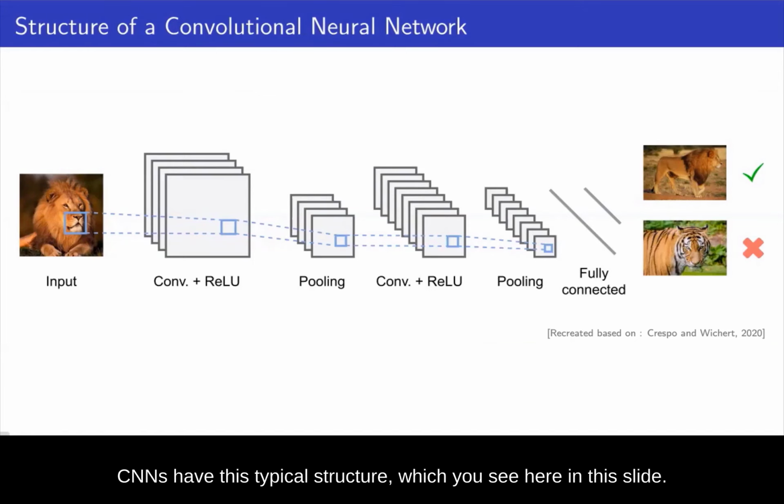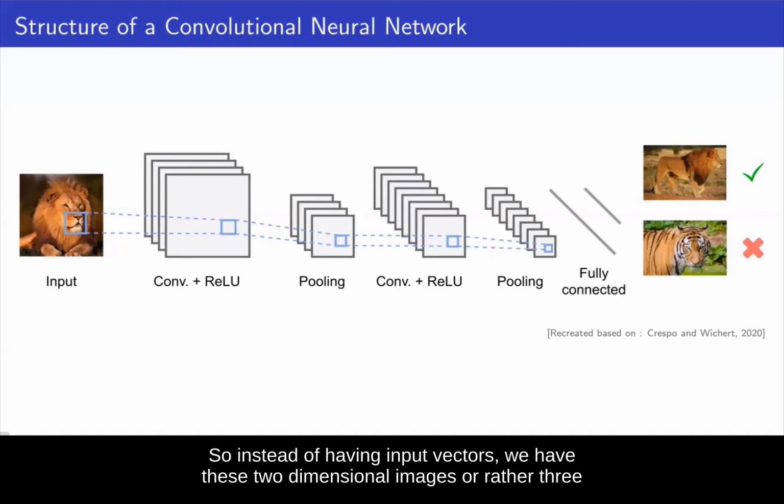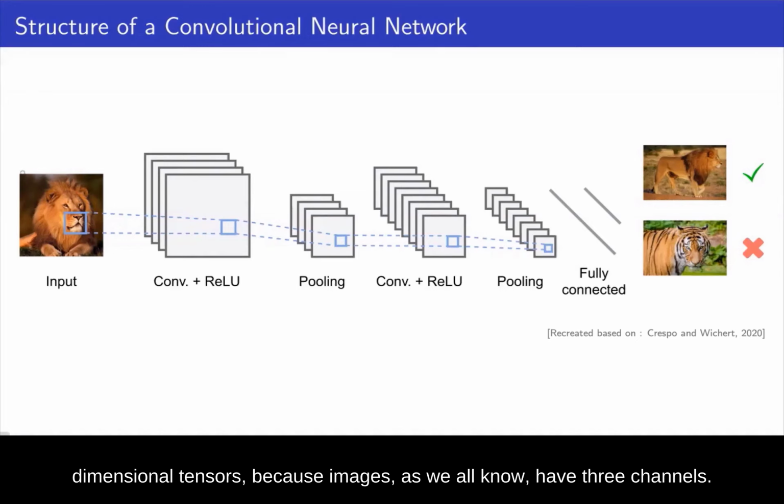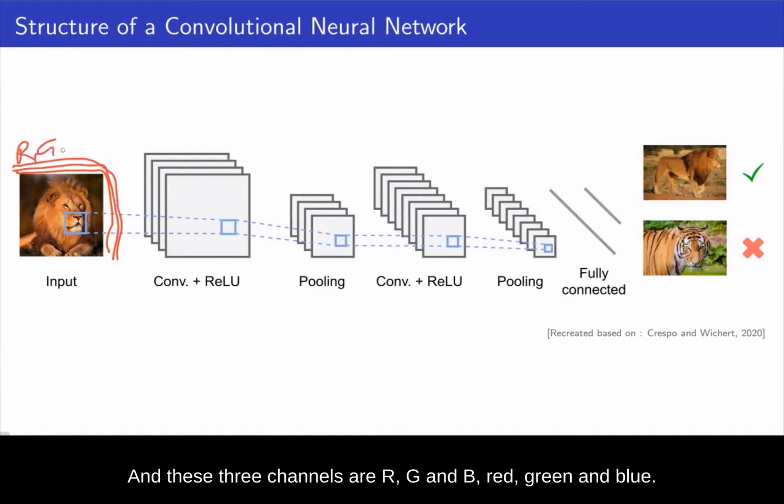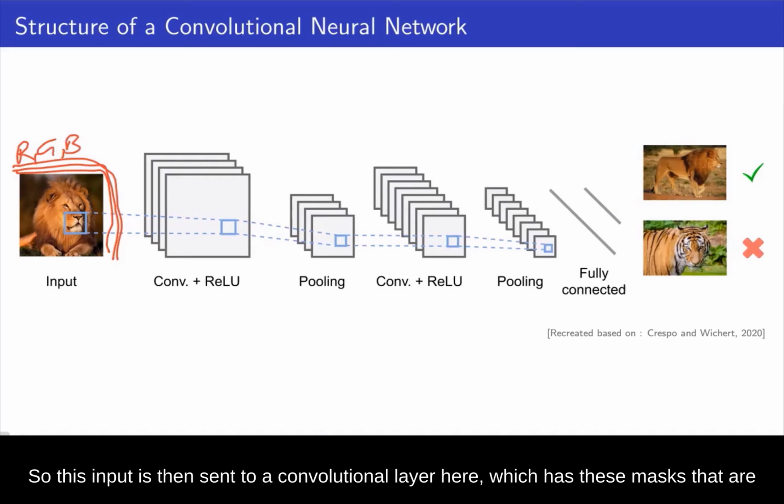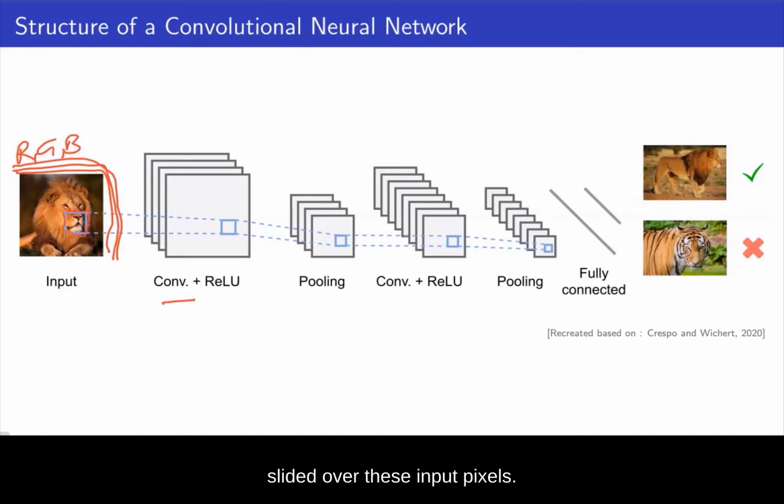CNNs have this typical structure, which you see here in this slide. So instead of having input vectors, we have these two-dimensional images, or rather three-dimensional tensors, because images, as we all know, have three channels. And these three channels are R, G, and B, red, green, and blue. So this input is then sent to a convolutional layer here, which has these masks that are slided over these input pixels. And this creates an output here in the activation map.